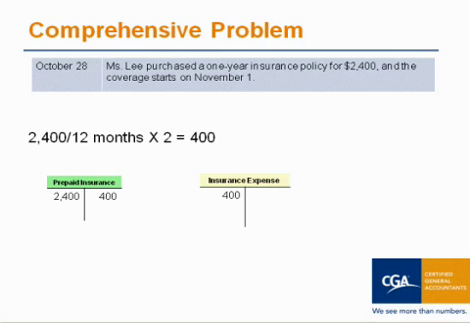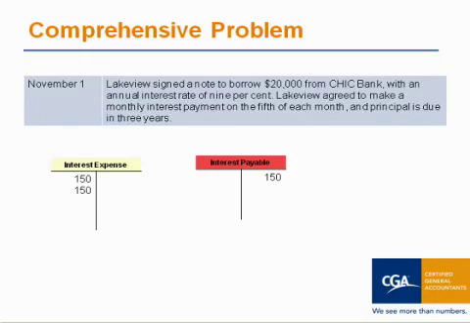So we have to recognize an expense for those 2 months of $400, and we'll debit our insurance expense, $400, and we will reduce the carrying value of our prepaid insurance by crediting that asset account by $400.